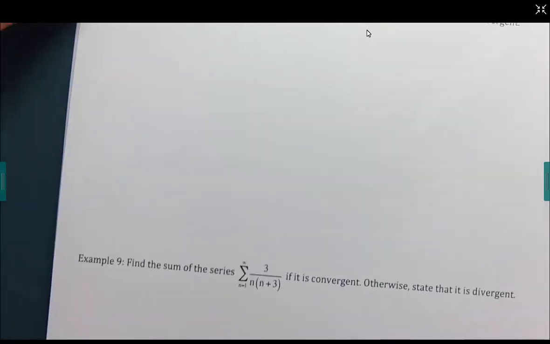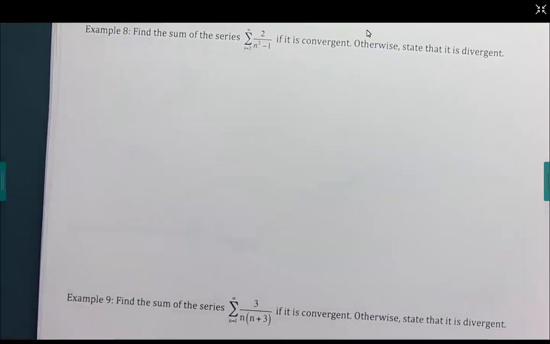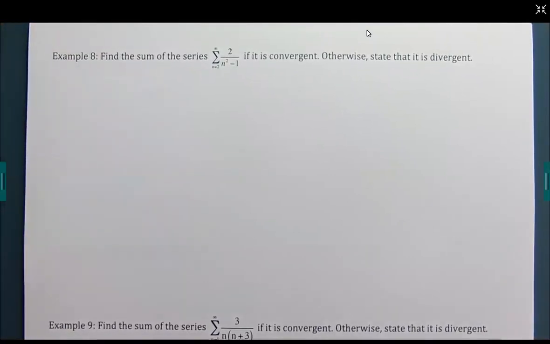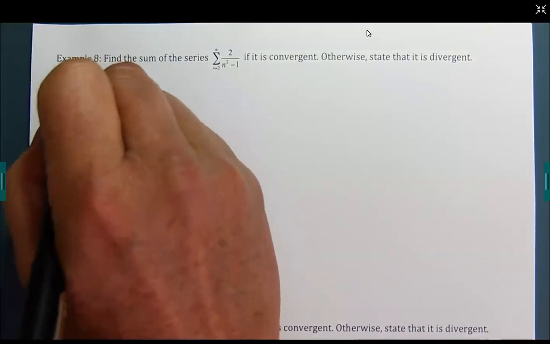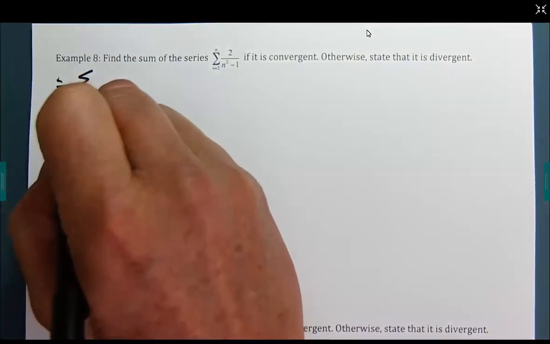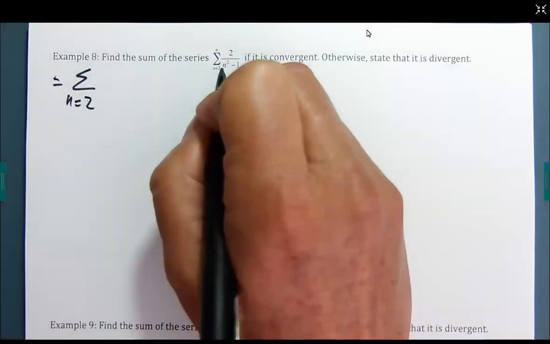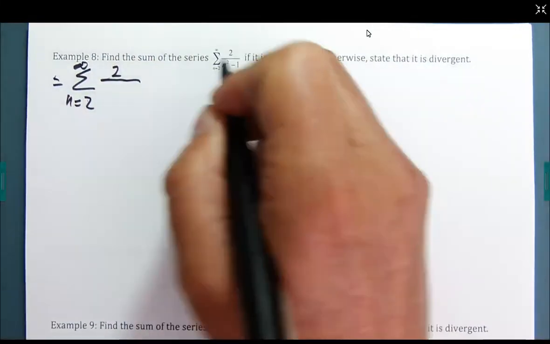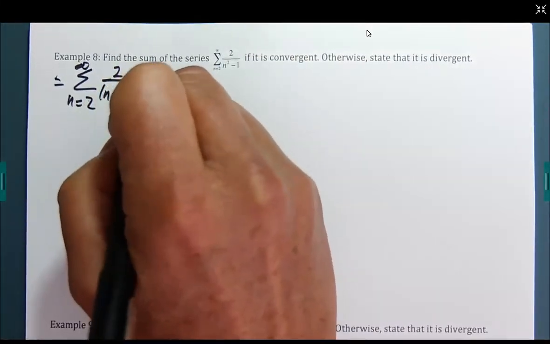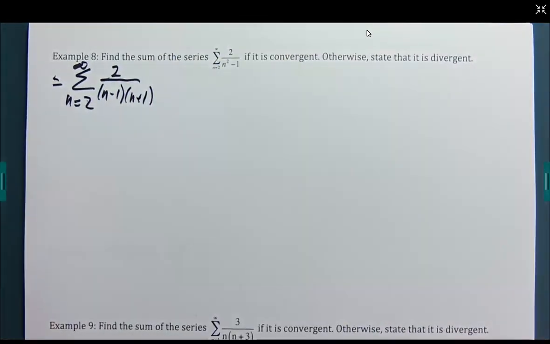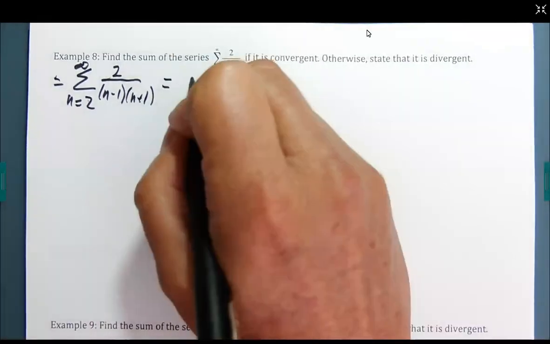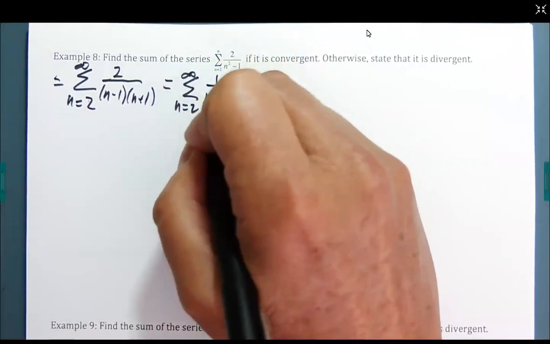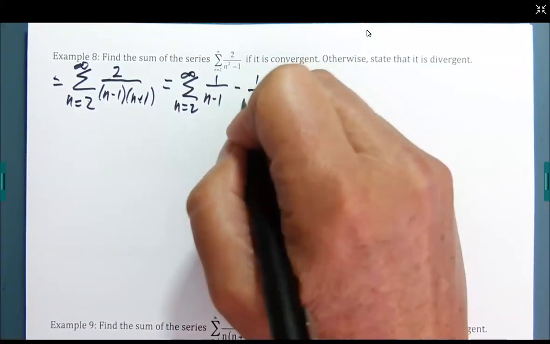So we're going to try this again. And this one, I'm not going to do the full partial fraction decomposition. I will leave that to you. But this becomes the summation from n equals 2, we have to start at 2 because if we start at 1, we're dividing by 0, to infinity of 2 over, and I'm going to factor that, (n minus 1)(n plus 1). Using partial fraction decomposition, this becomes 1 over n minus 1 minus 1 over n plus 1.